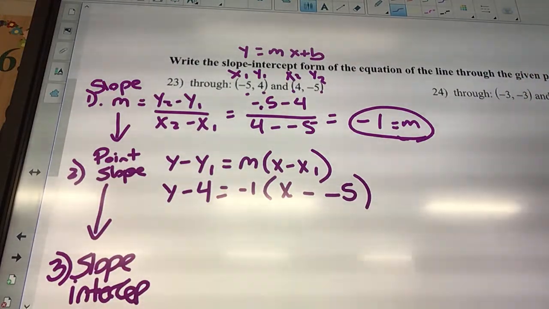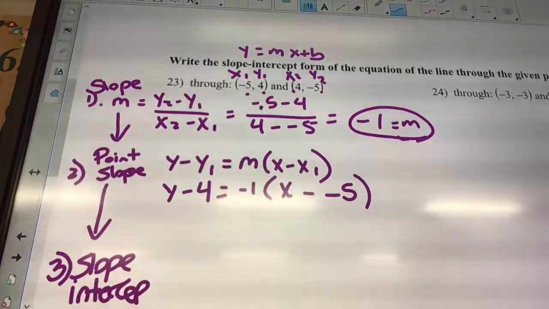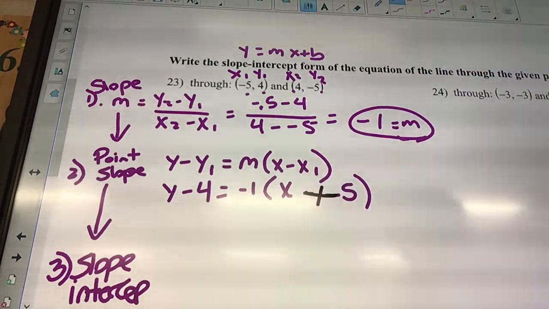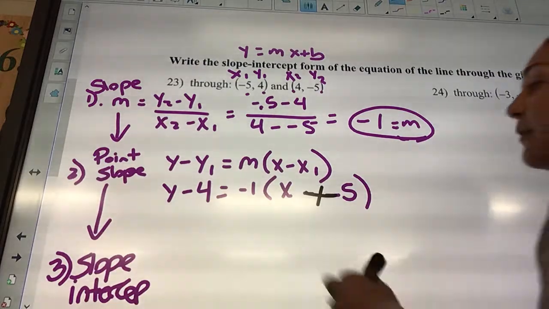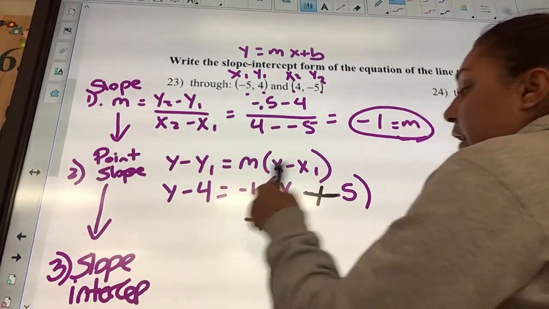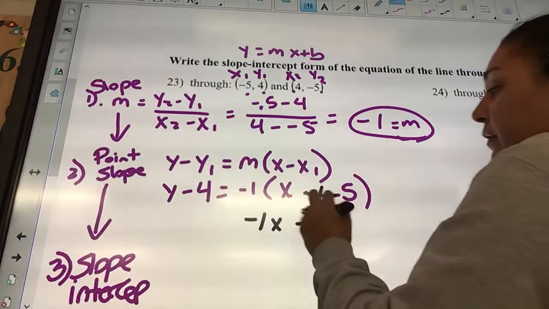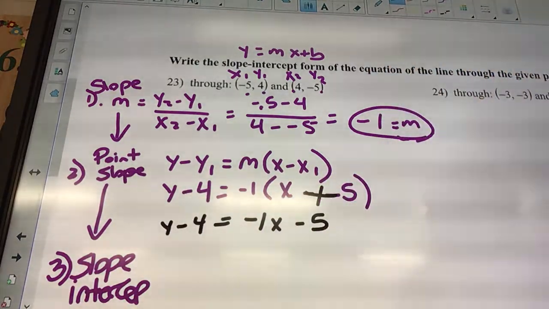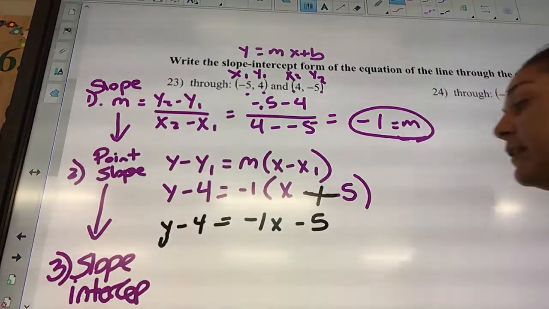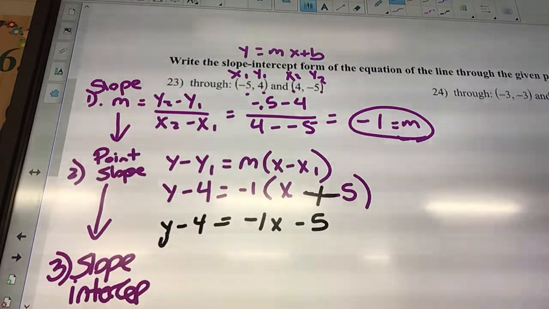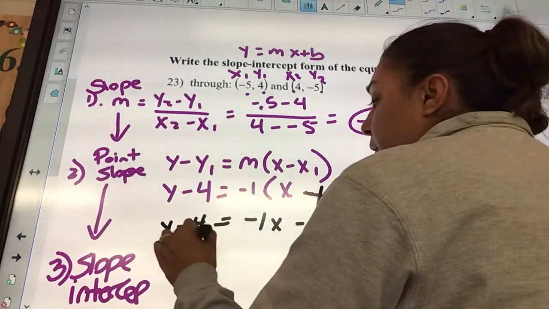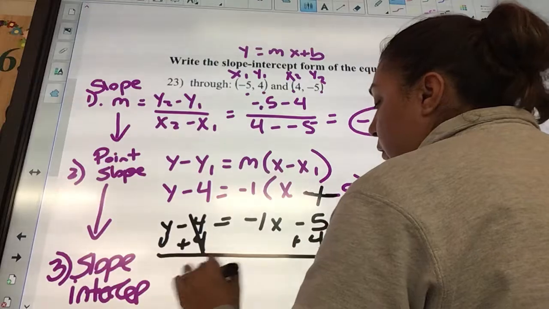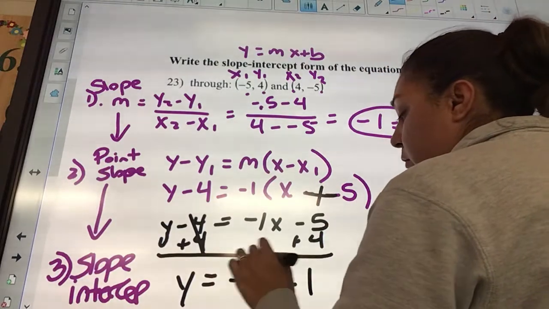Okay, and these ones kind of get a little tricky. What's a minus minus? When they're right next to each other, that really means a plus. Okay, so -1 times x is -1x. -1 times 5 is -5. Okay, and this looks like what we were just doing the problem ahead, okay? And then we're gonna say plus 4, plus 4. So I got y equals -1x minus 1.